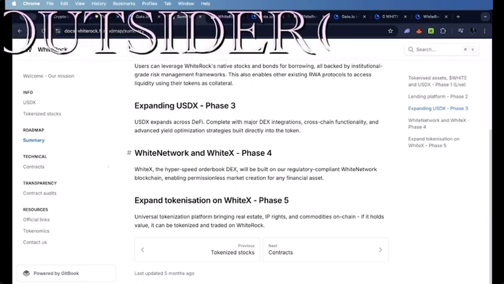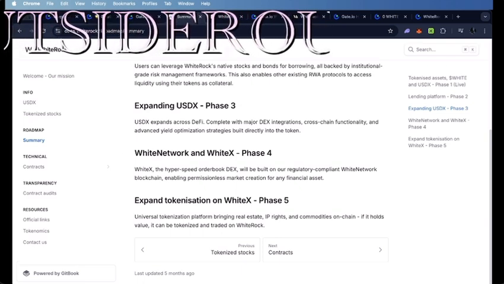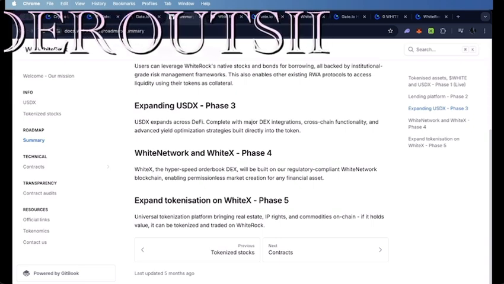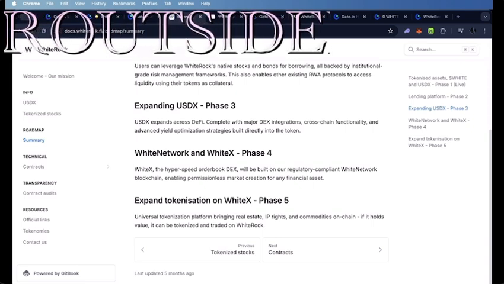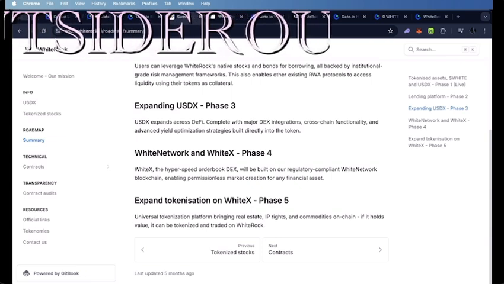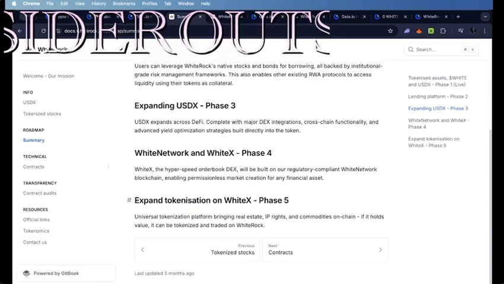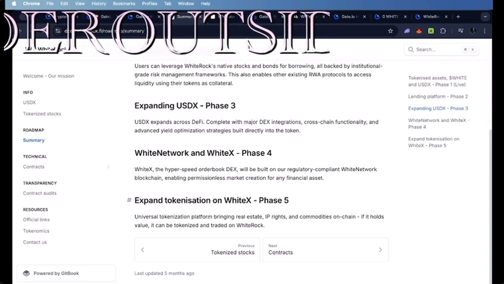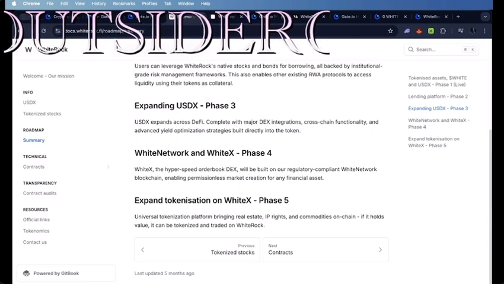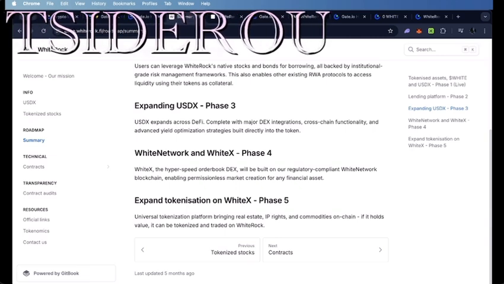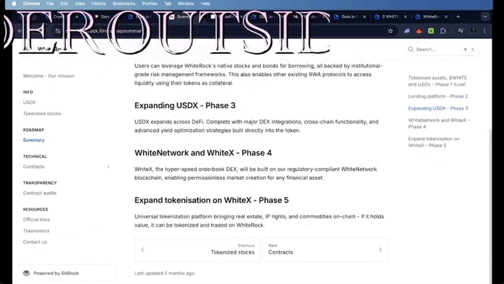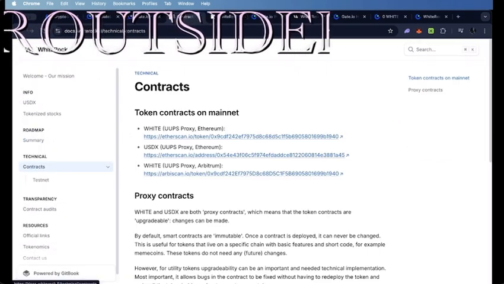White Network and WhiteX, Phase 4. WhiteX, the hyperspeed order book DEX, will be built on our regulatory compliant White Network blockchain, enabling permissionless market creation for any financial asset. Expand tokenization on WhiteX, Phase 5: a universal tokenization platform bridging real estate, IP rights, and commodities on chain. If it holds value, it can be tokenized and traded on White contracts.